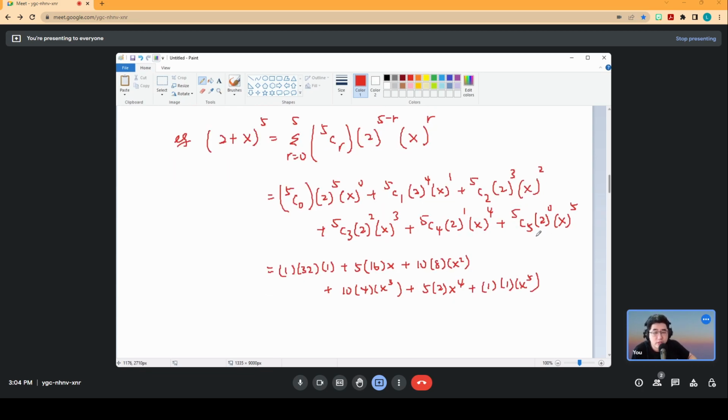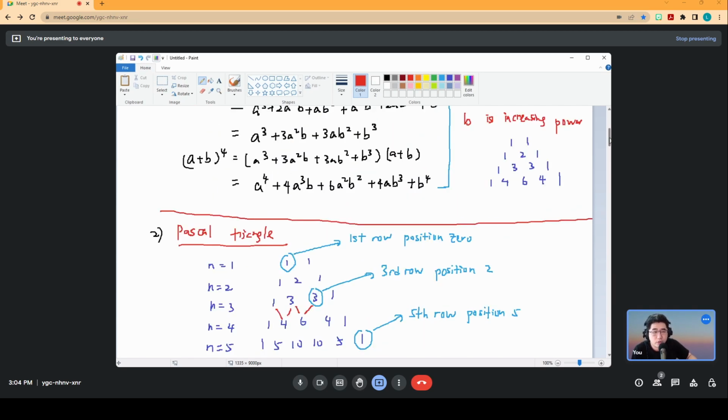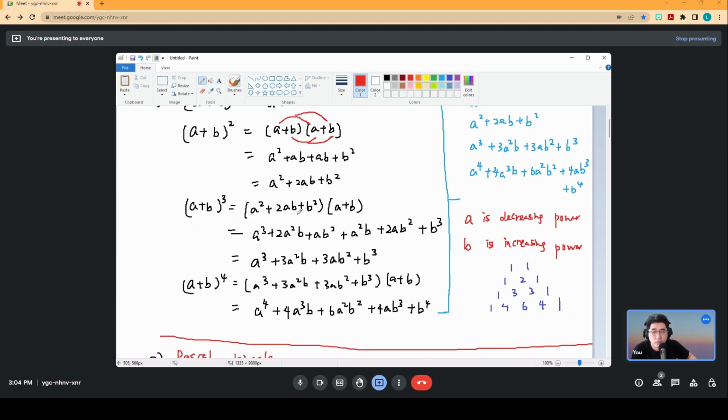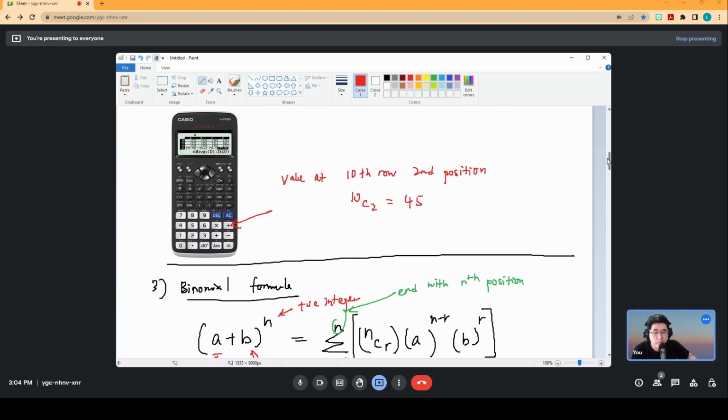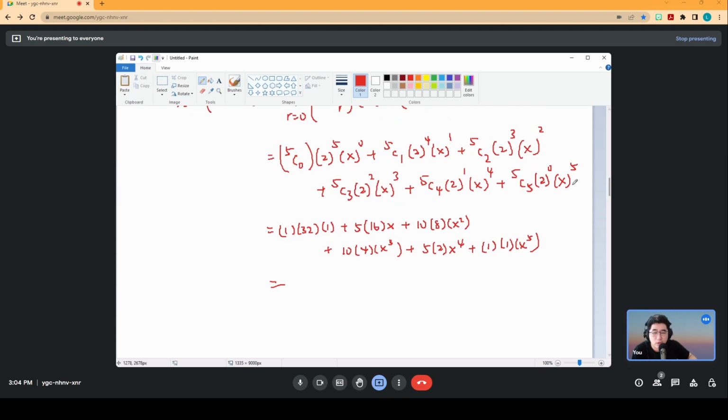So because it's expansion, as you can see from how we actually do the questions earlier, at your last line, you don't have any brackets anymore. The expansion is to remove all the brackets. So in the end, there will be no brackets. So you have 32.